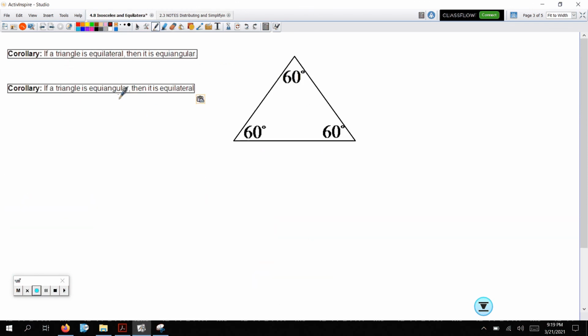All right, here's a little corollary. If a triangle is equilateral, then it is equiangular. It goes both ways. If a triangle is equiangular, then it is equilateral. Okay, notice this is an equilateral triangle. All of the angles are the same, so it's also equiangular. Always measure to 60 degrees. Each angle measures 60.